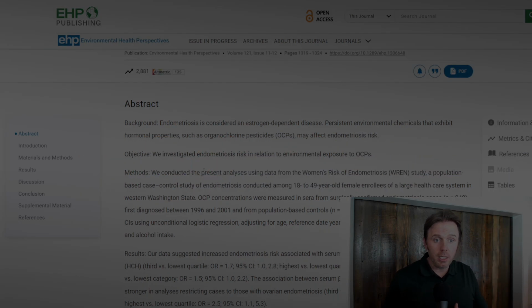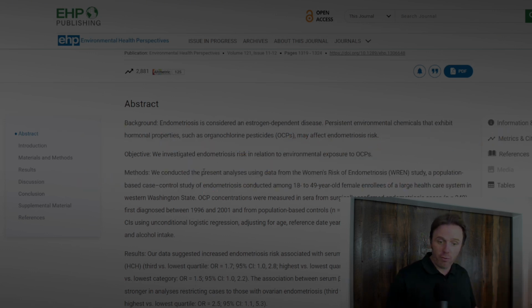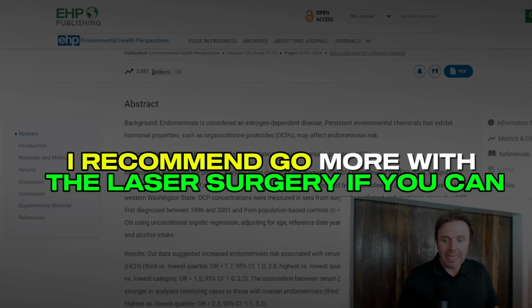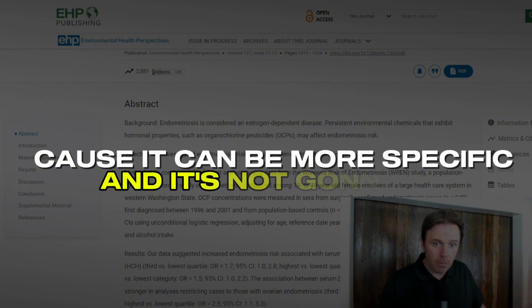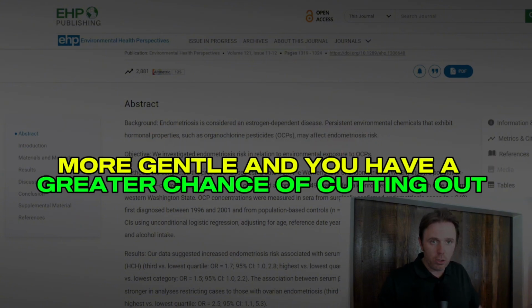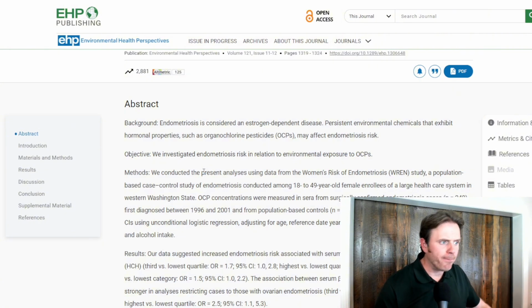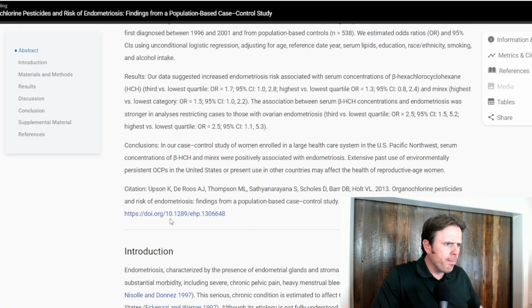So there's, let's say, early stages, early days where you could come in and maybe reverse this and have some good luck, especially if your pain isn't super bad. If it's a lot of growth, you may need a surgical intervention. I recommend going with the laser surgery if you can, because it's more specific and more gentle, and you have a greater chance of avoiding the removal of excess healthy tissue. But looking at this study here on pesticides, this is very cool.